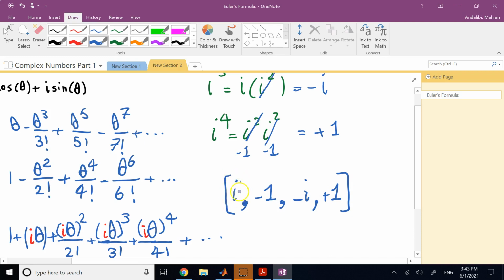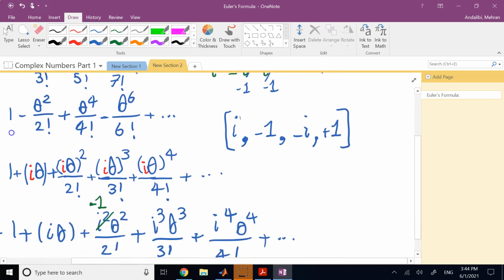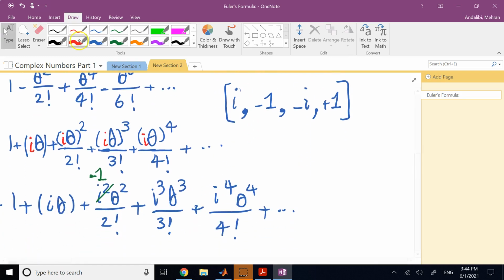This is for a power of i which is like 4k plus 1. This is 4k plus 2. This is 4k plus 3. This is 4k plus 4. Okay, in general. And so here, this is going to be -i. This is going to be +1.